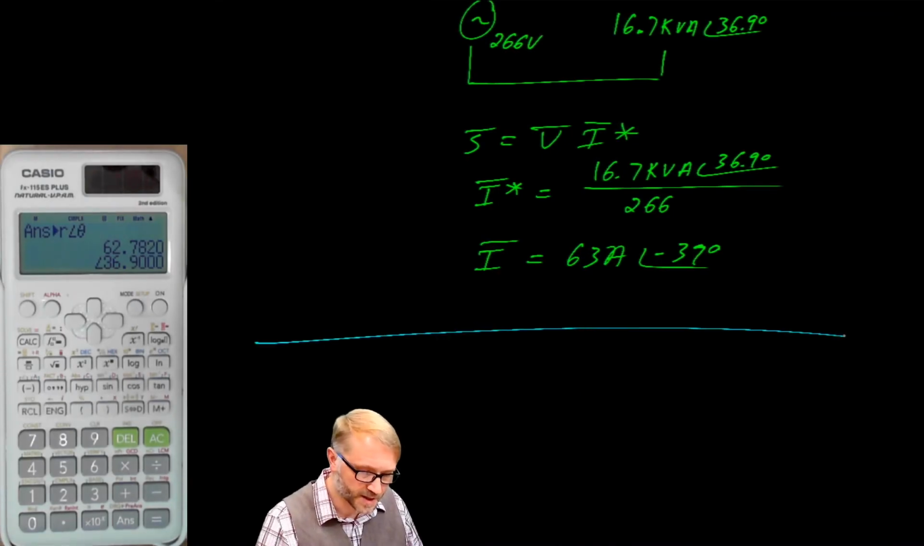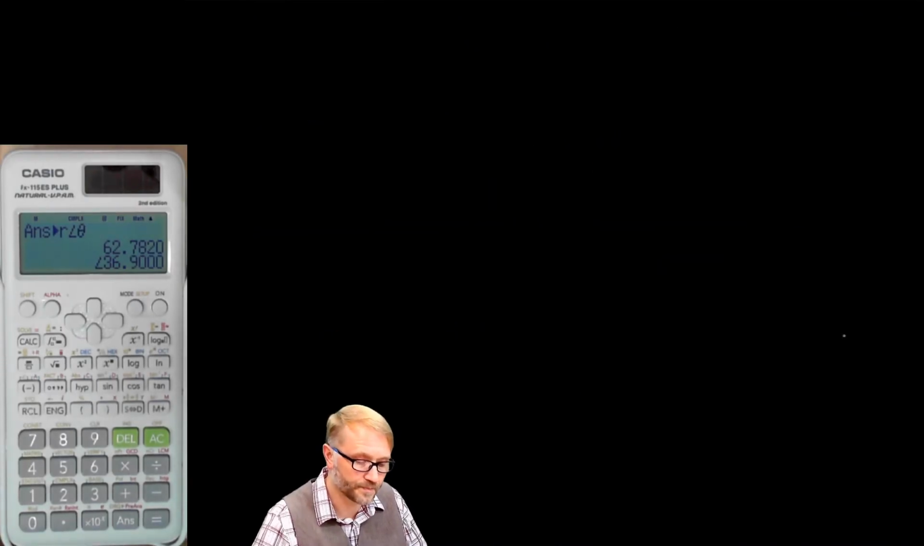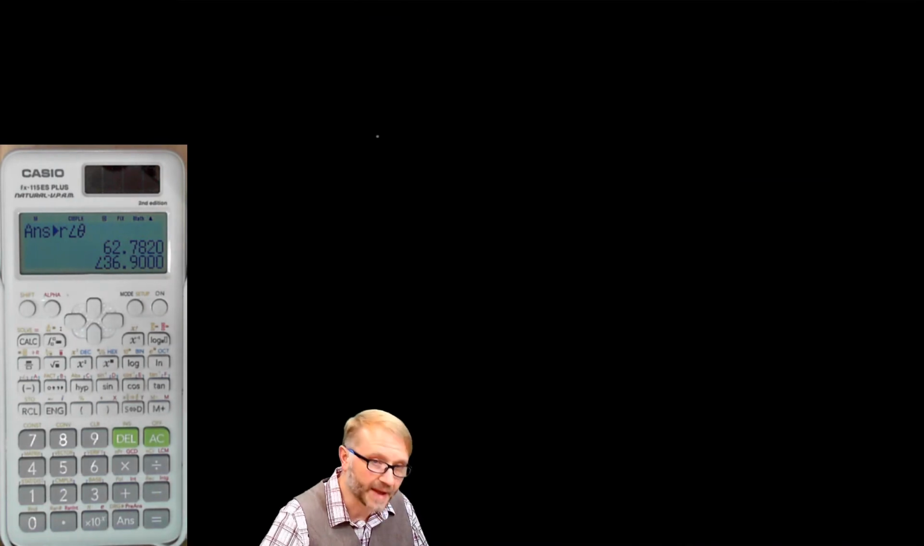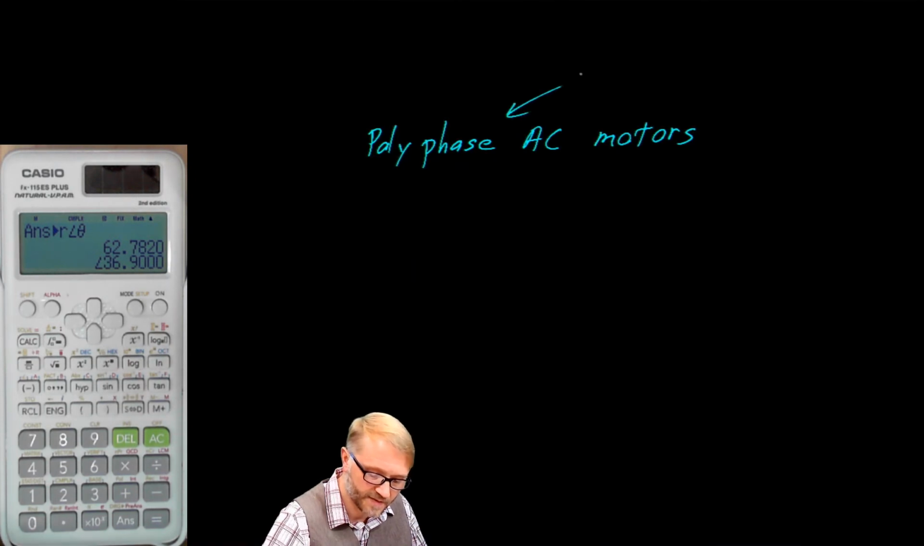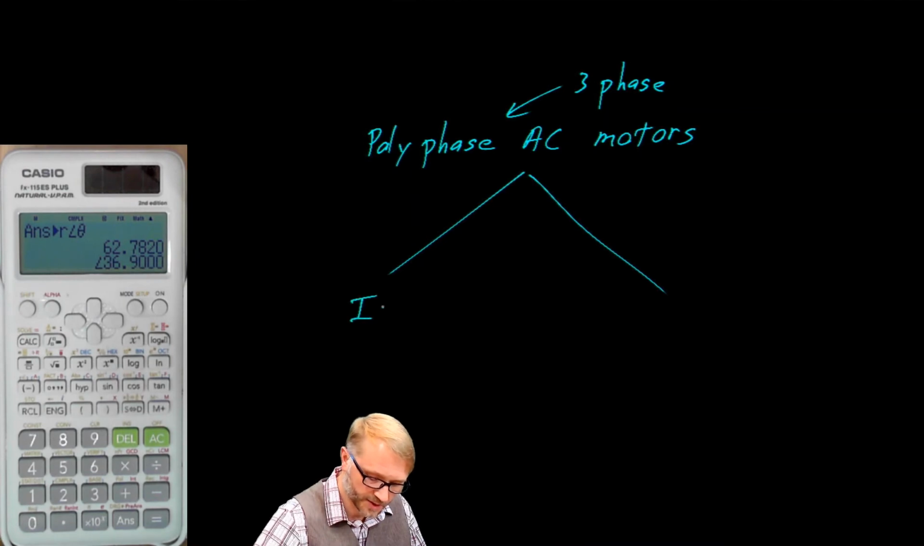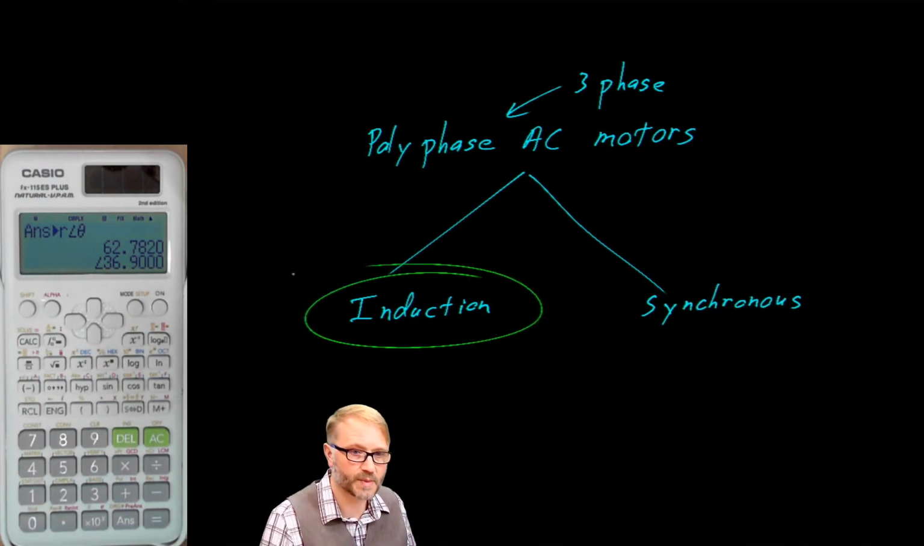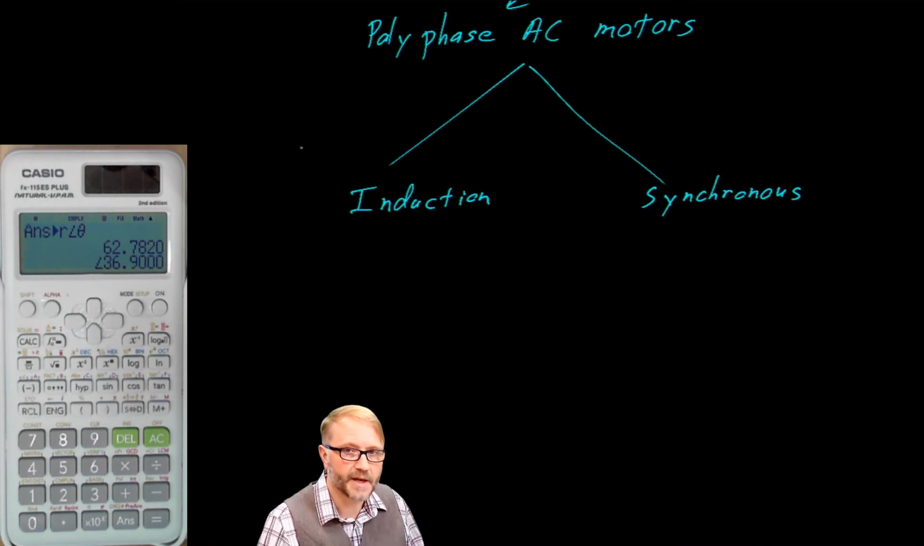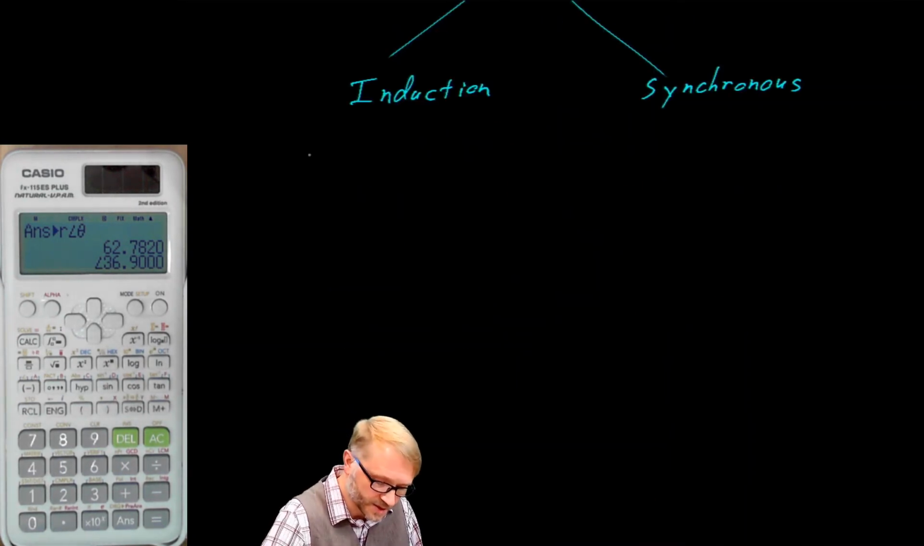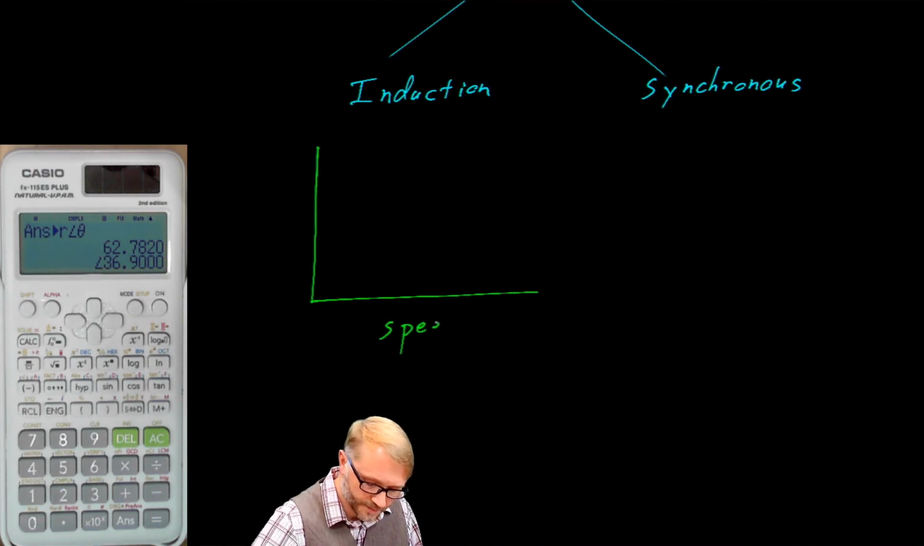Let's finish our discussion with a bit of vocabulary. Polyphase AC motors, typically three-phase, come in two varieties. We have the induction motor and we have the synchronous motor. Of the two, the induction motor is the most popular. Each of these motors has a unique speed-torque relationship. We'll let this be speed, typically in RPMs. We'll let this be torque.